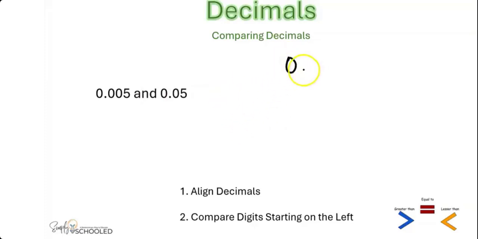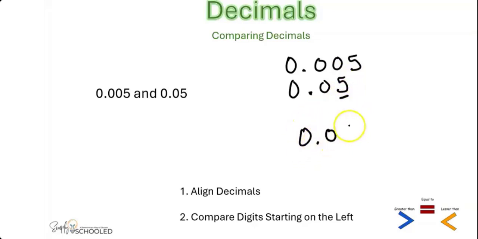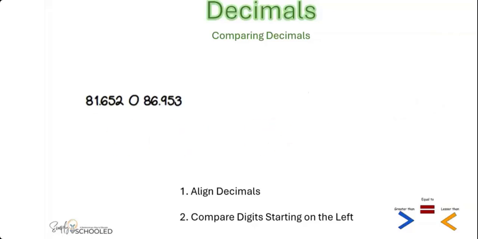Here we have 0.005 and 0.05. You can see how important it is to line up that decimal point. And as you start from left to right, you easily see that right here, this one has a 5. So that means that one is greater than the other. Lining up the decimal points is key. It's key.